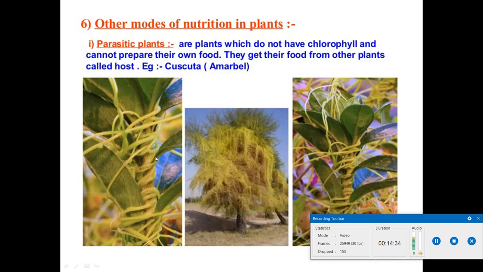These parasitic plants do not have chlorophyll and they cannot prepare their own food. They get their food from the host plant. An example of a parasitic plant is Cuscuta.